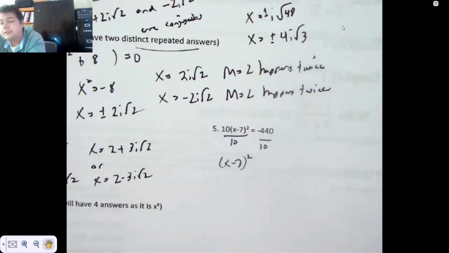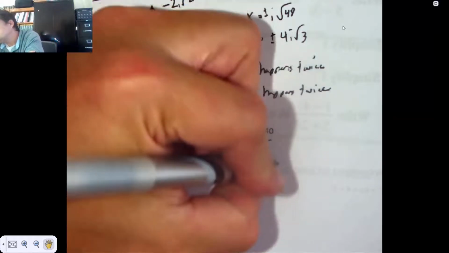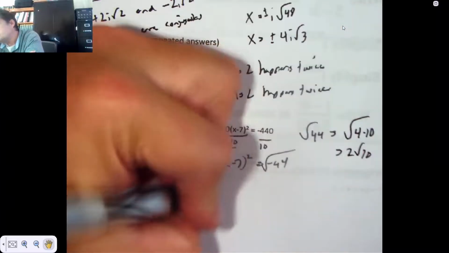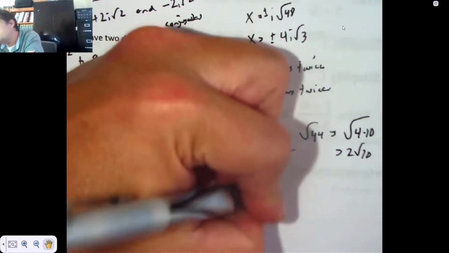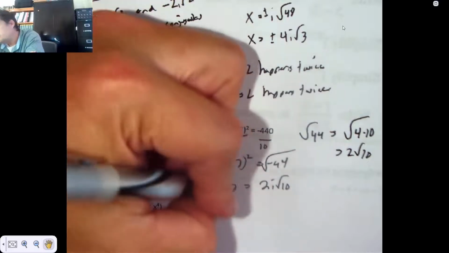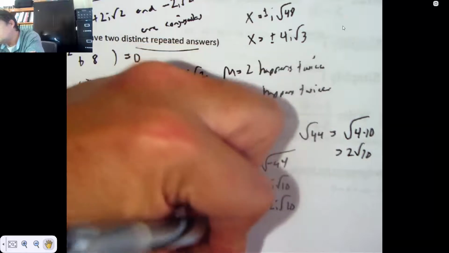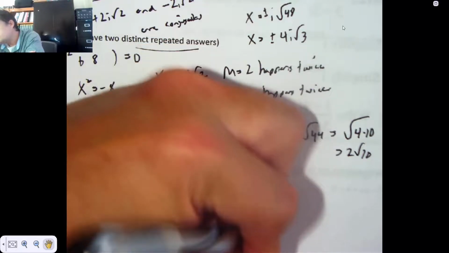So here I divided the 10 out. Next step would be to take square roots. It will be imaginary. The root of 44 is equivalent to the root of 4 times 10, which is 2 root 10. So x minus 7 is equal to plus or minus 2i root 10. Add my 7. X is 7 plus 2i root 10, or x is 7 minus 2i root 10.